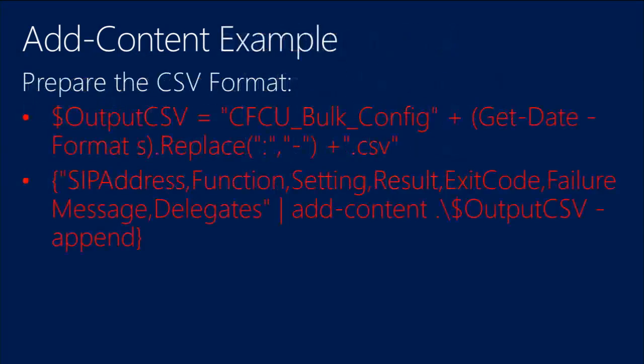Instead of doing that, we can create, and at the top here, I'm just creating an output CSV name. And then we can add every variable to that CSV, right? So in this example, what I'm doing is I'm running a command, and I'm saying add the SIP address, the function that we're running, the setting, the result, exit code. These are just the titles of the CSV. And I'm saying add that to my output CSV.